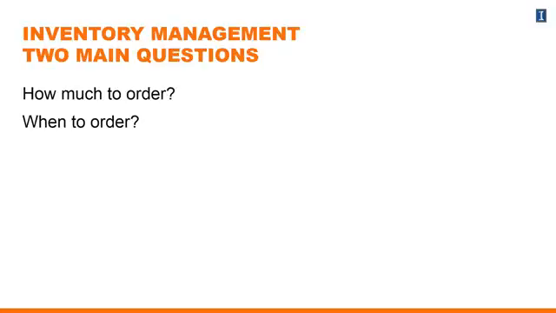So when you think about inventory management decisions, there are two basic decisions that companies are making. One is how much to order, and the other is when to order. When should they place the order? And these are going to be based on different considerations, of the kind of things that we talked about a little bit earlier.